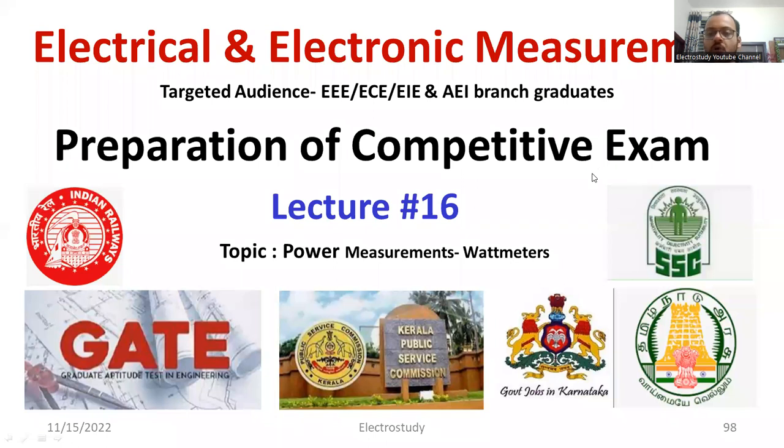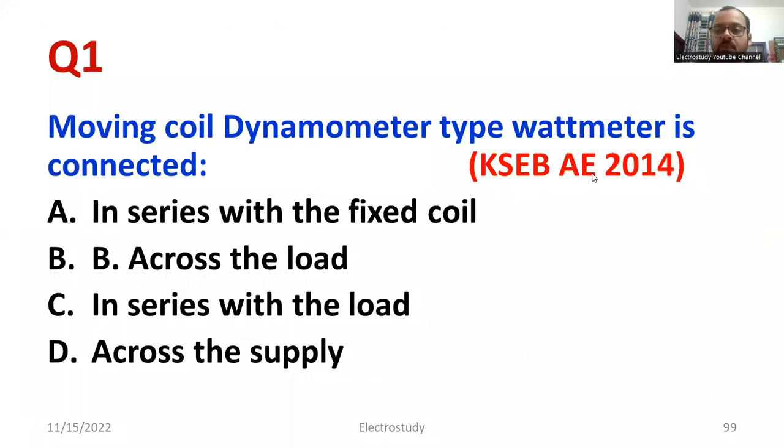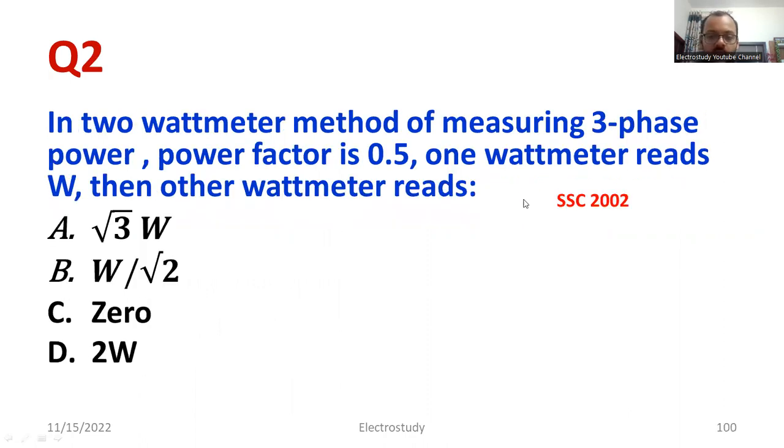Friends, let's solve some previous year question papers based on this topic. And also, I request you to recall the topic which I discussed in the last session, that is dynamometer type wattmeter. Let us solve one by one. Before solving, I would like to display the question. This is one of the questions which was repeated in the year 2014. The name of the post is Assistant Engineer, Kerala State Electricity Board.